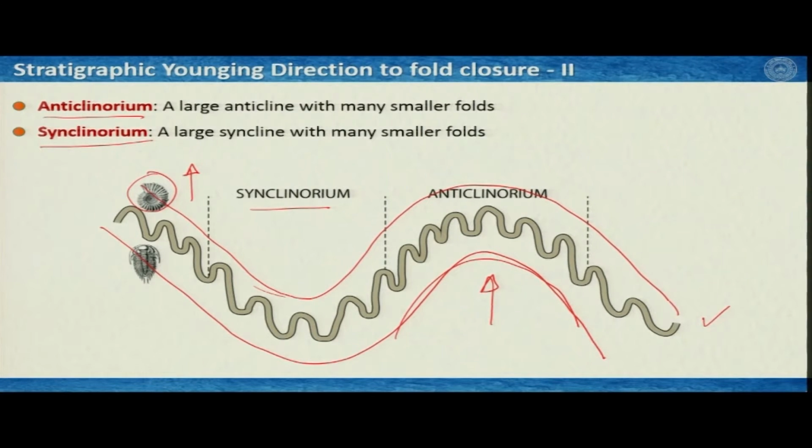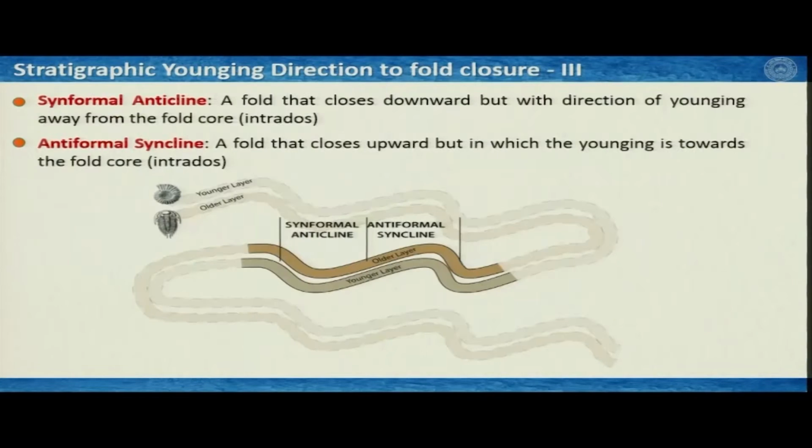The picture becomes a little complicated when this stratigraphic younging direction reverses, and we will see this in the next slide. The first one we will take is synformal anticline, and then we will take antiformal syncline. Now an anticline, we learnt in the previous lecture, is when the younging direction is away from the fold core in an antiformal structure. But in this case, in a synformal anticline, it is a fold that closes downwards, but the direction of younging is away from the fold core.